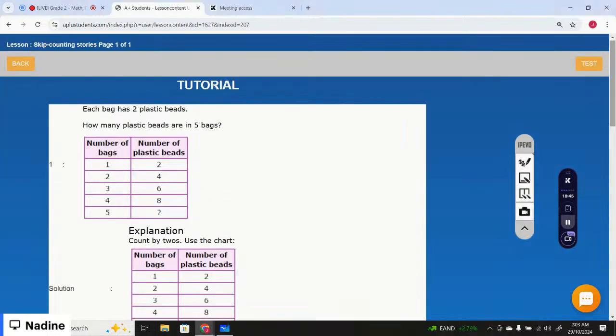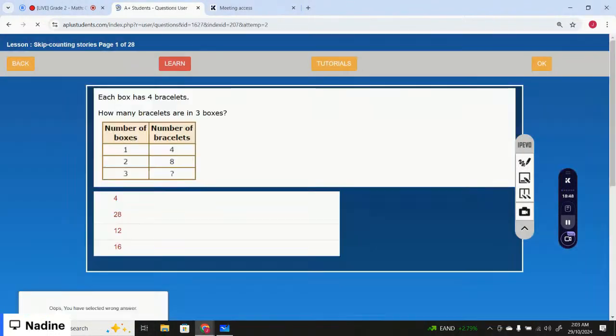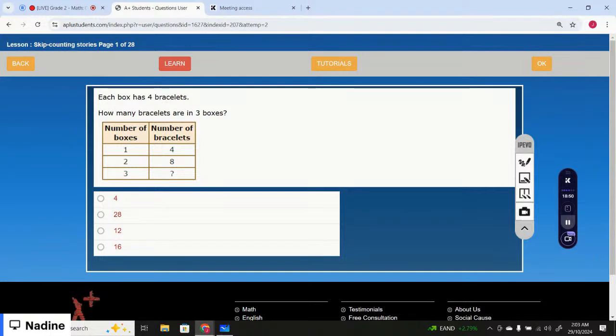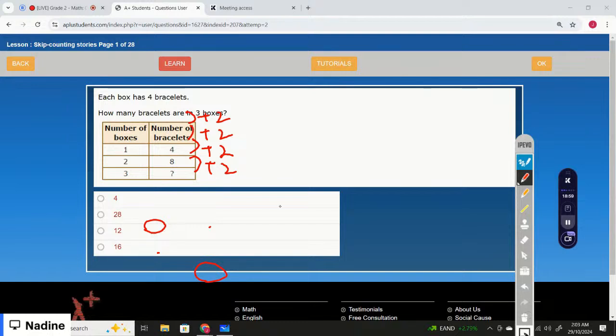Let's just start with the test questions. Each box has 4 bracelets. How many bracelets in 3 boxes, right? So the first box has 4 bracelets. In the second box you have 4 plus 4, so 8 bracelets, right? And you have another box, so 2 boxes have 8 bracelets, so you have to do 8 plus 4. So that means 3 boxes have 12 bracelets.